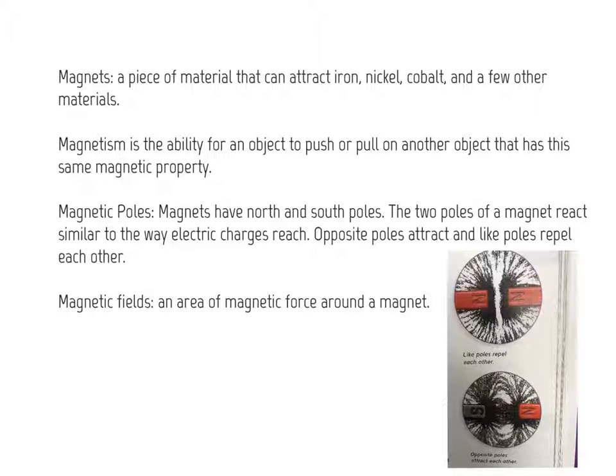So these are actually just science vocab that are straight out of your science handbook, but I do want to talk about them. So first of all, a magnet is a piece of material that can attract different types of metal. So they give examples like iron, nickel, cobalt, and a few other materials, but they really attract types of metal.